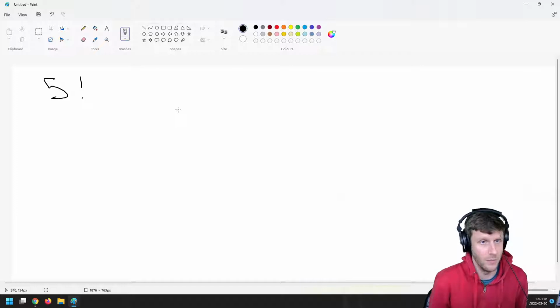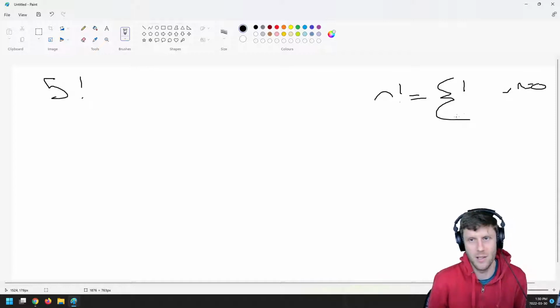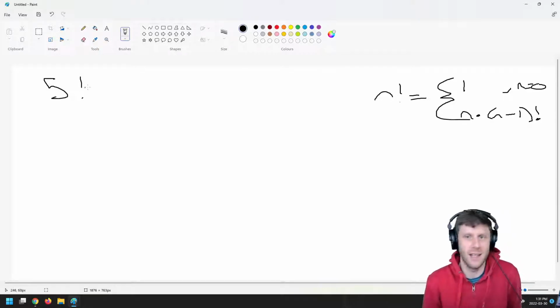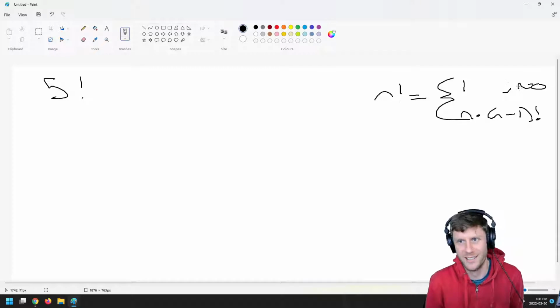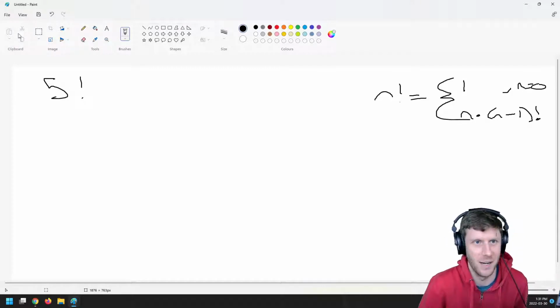5 factorial. Well, we saw the definition. N factorial is equal to, forgive my terrible handwriting, 1 if n equals 0. I know this is ugly, just bear with me. Otherwise, it's n times n minus 1 factorial. So is n, oh God, this is so bad. I'm going to try to fix this real quick.